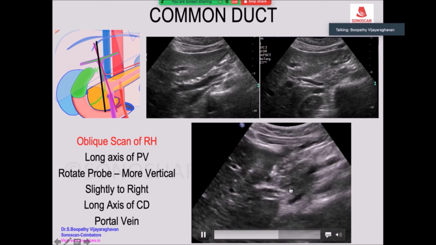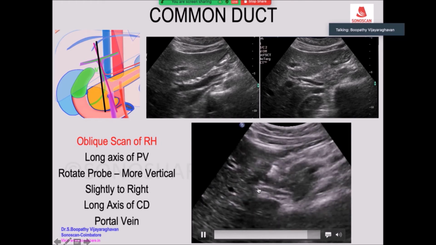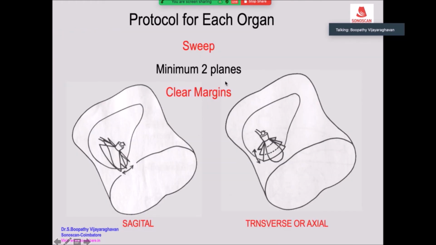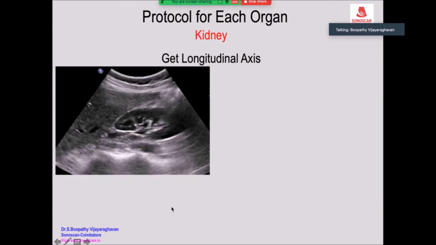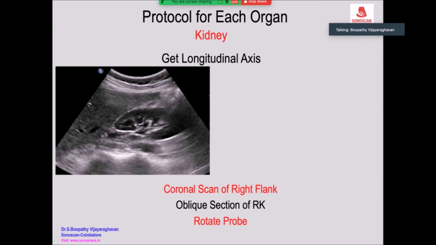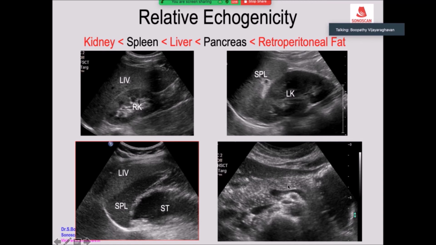You rotate, make it more vertical and slightly move to the right in minimum 2 planes, and you have to see the clear margins of the organ in both the planes. So this is the long axis and the short axis. It may be sagittal, it may be coronal, but usually it is coronal. So how to get the long axis? You take a coronal scan, you see part of the kidney, and it is not the long axis. Rotate the probe. Liver is less echogenic than the pancreas. You see the pancreas is more echogenic than the liver.